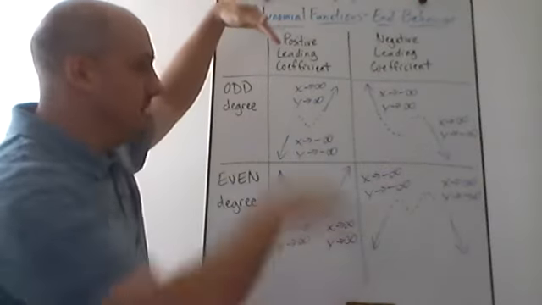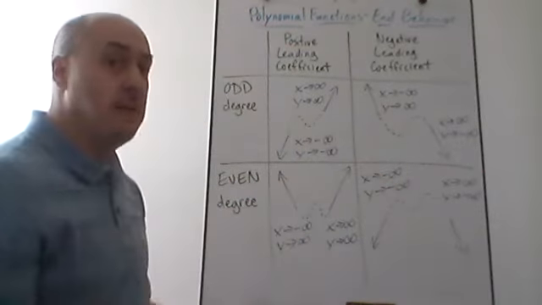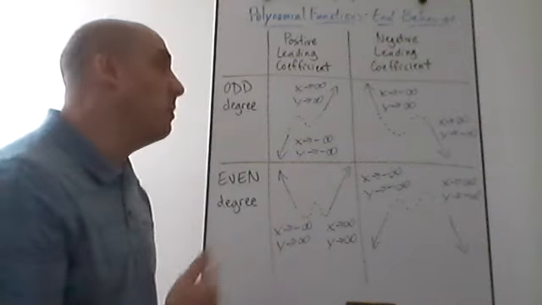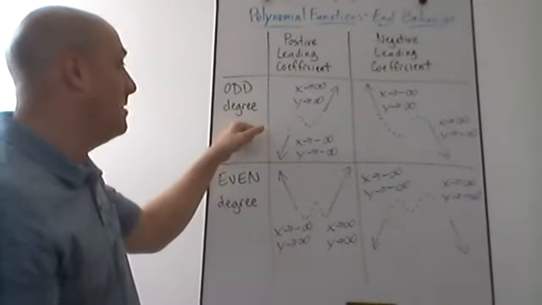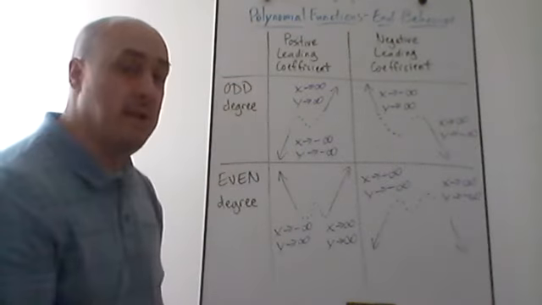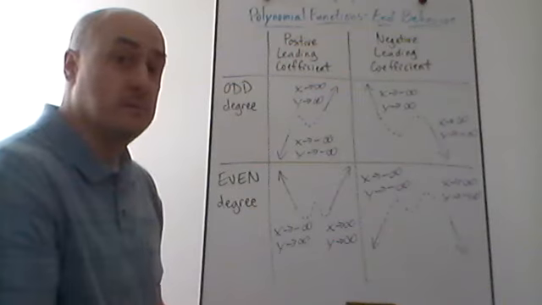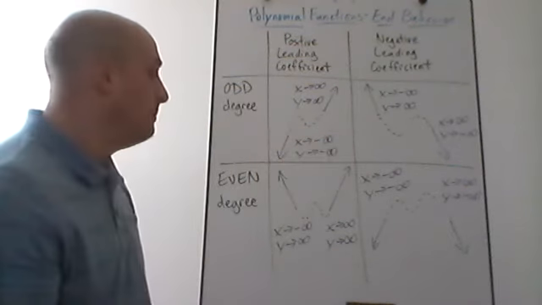Negative slope, left is up, right is down. Right, so hopefully that makes sense. Again, relating it back to something that you already know, right? Every odd degree polynomial follows the same end behavior as just a basic linear function. Positive slope, negative slope.